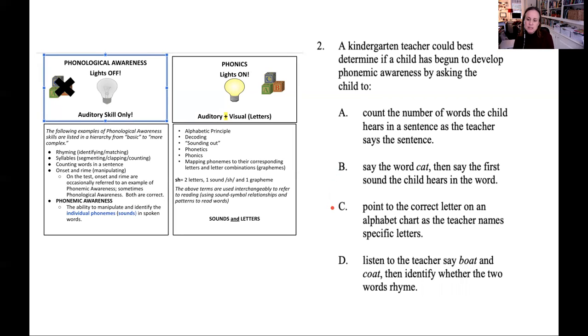Letter C says, point to the correct letter on an alphabet chart as the teacher names specific letters. Well, I know that phonemic awareness is about sounds only, not about the letters. However, there's something more to this letter C that I want to point out. It's also not phonics because something's missing. If this were phonics, a phonics answer, you would have auditory plus visual.